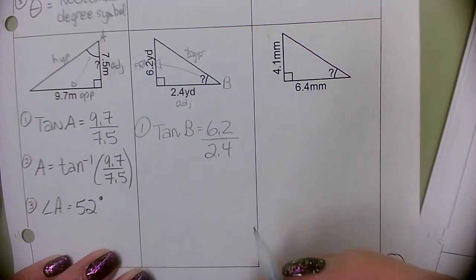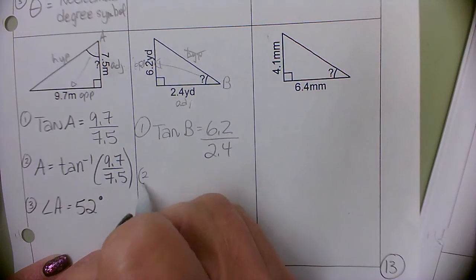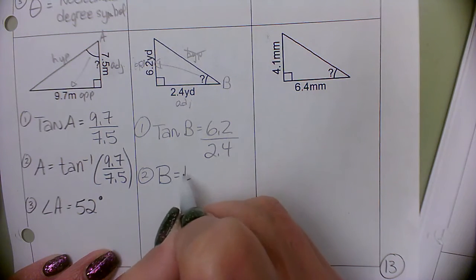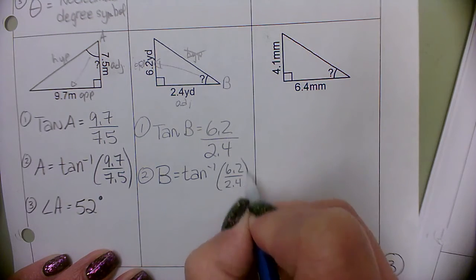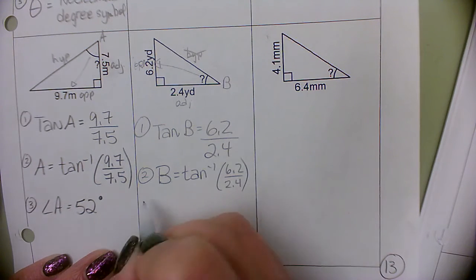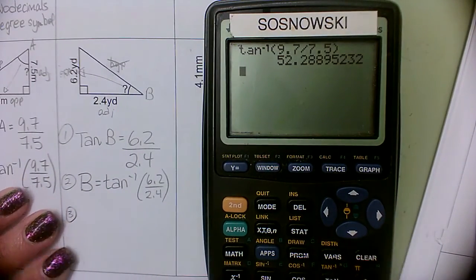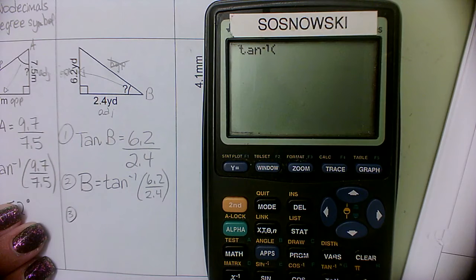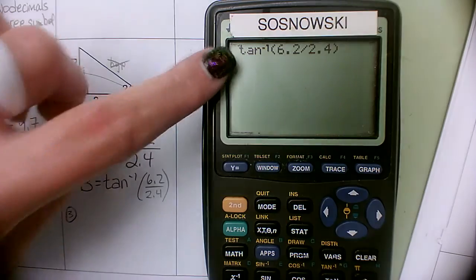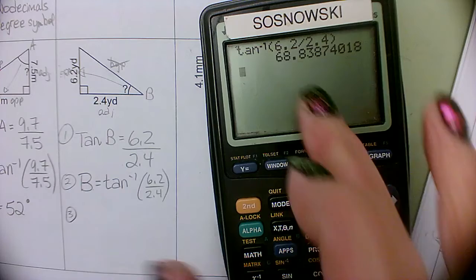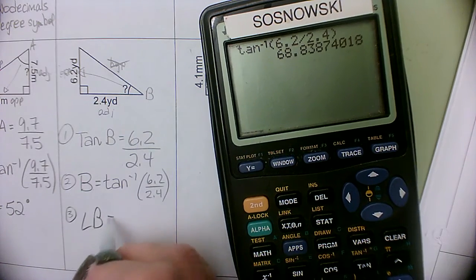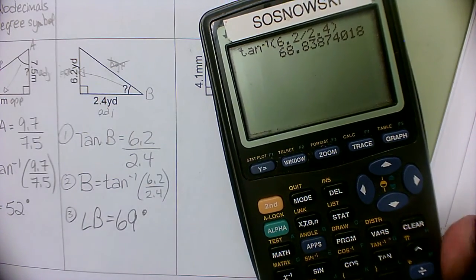Next, I'm going to get tan to the other side, so B is going to be by itself. Tan to the negative 1 of that fraction. Step 3, do your calculation. Second function tan, 6.2 divided by 2.4. Remember, you're only using second function tan to the negative 1 when you're finding an angle. So it comes all the way up to angle B being 69 degrees.